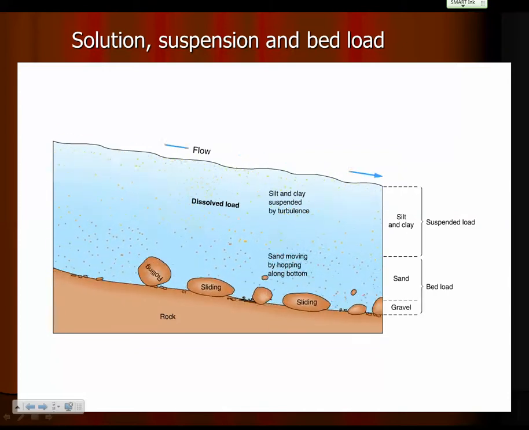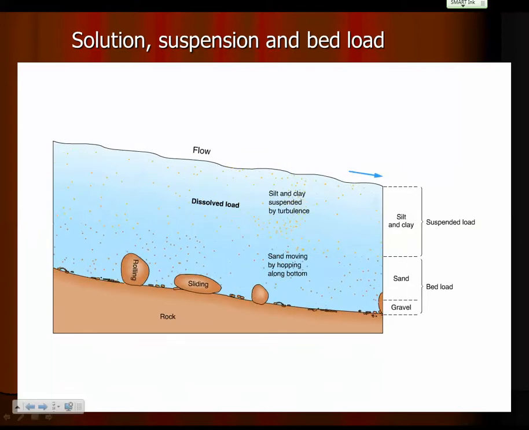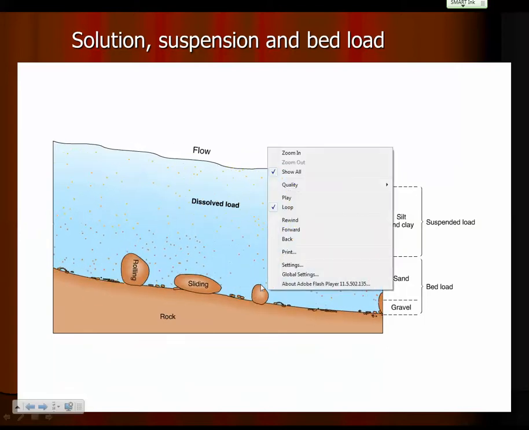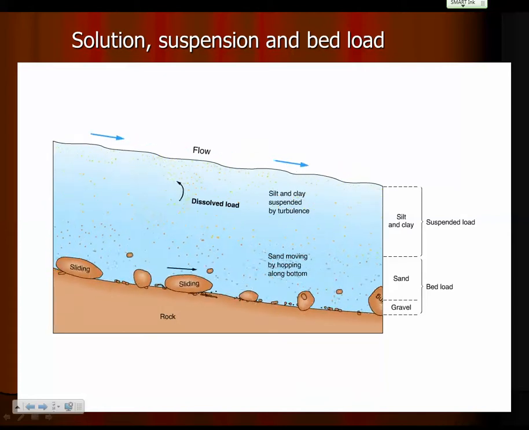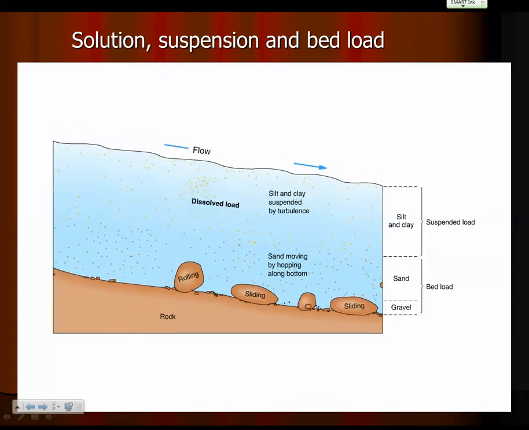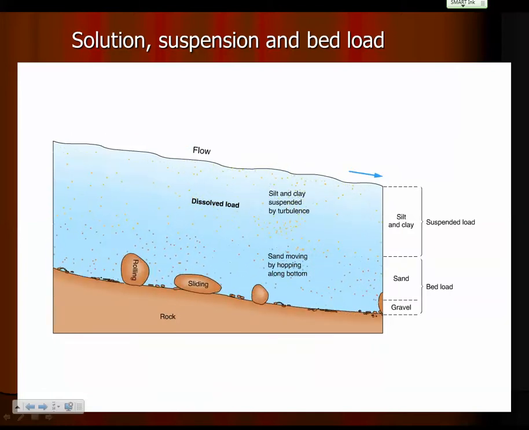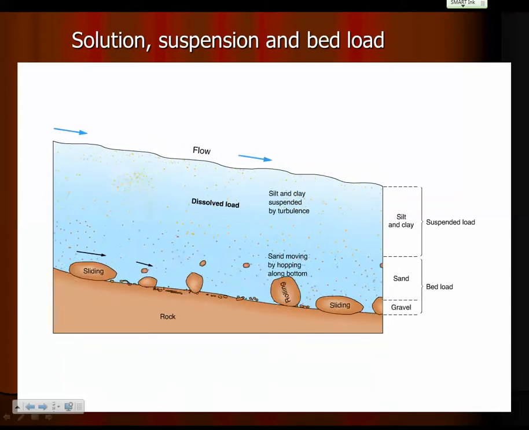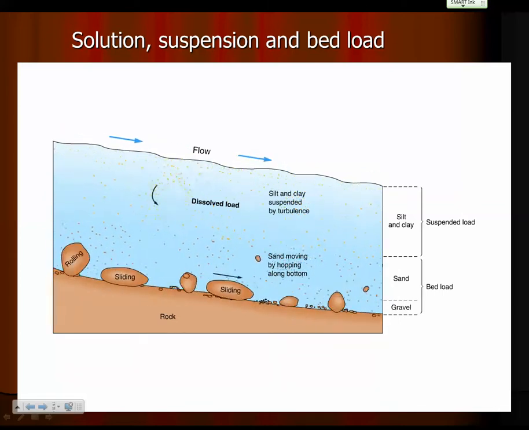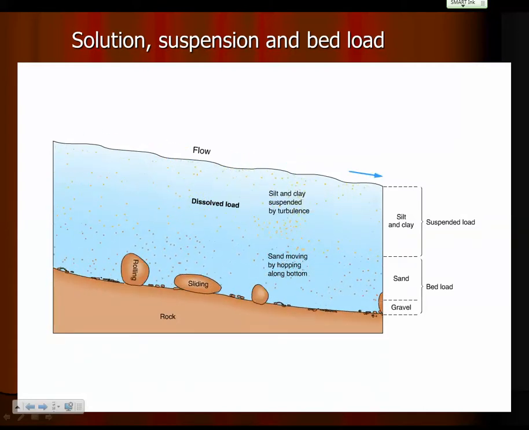And you can see in the bottom part, there's large objects rolling, sliding, bouncing, hopping. Let's start it again. In the middle, you'll see material that's suspended by the turbulent nature of the water, and those suspended particles happen to be small enough to be held up by it. Now another label there says dissolved load. Dissolved load are the things that are able to be dissolved by water, like salts. And they're not actually visible. They're invisible at this point, dissolved in the water.